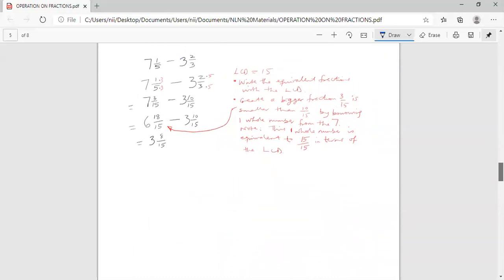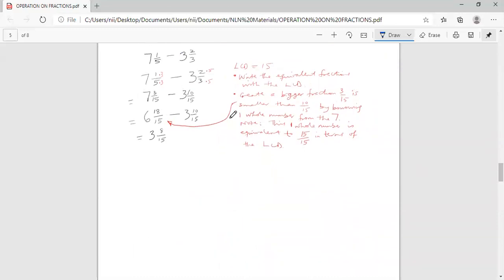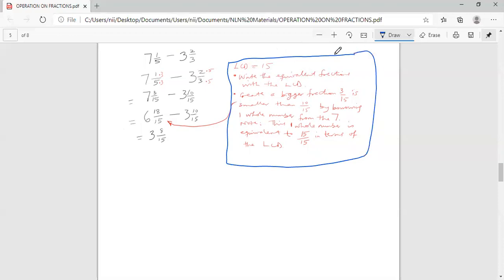Now, what about the situation where you have a mixed number and subtracting? Okay, the steps are the same when you're working with the fractions. So find the LCD, write each fraction with the LCD. Then, let's do the first 2 steps first here, and then I'll talk about this other step.